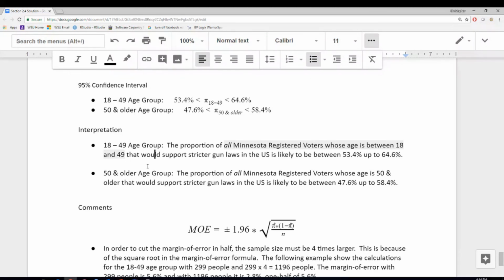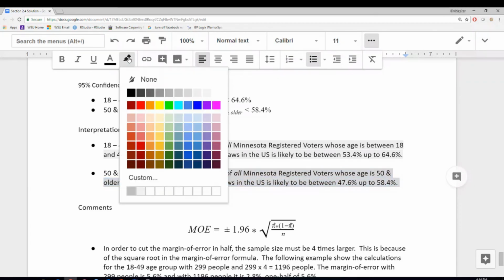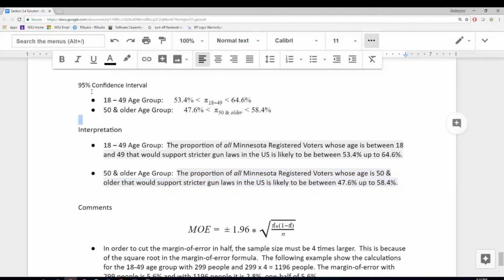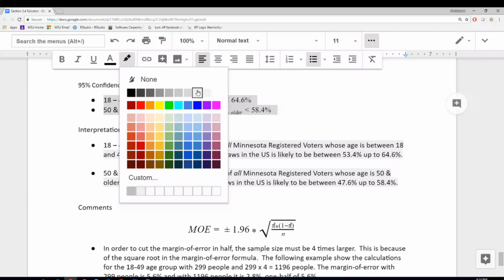The interpretation of the 95% confidence interval is the proportion of all Minnesota registered voters whose age is between 18 and 49 that would support stricter gun laws in the United States is likely to be between 53.4% up to 64.6%. Okay, and these are 95% confidence intervals, right? And as we've said, those are by far the most common. 95% confidence interval implies that we are using the 5% rule for determining likely from unlikely outcomes.